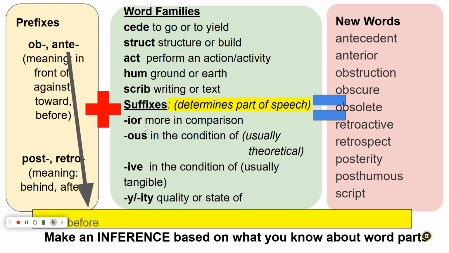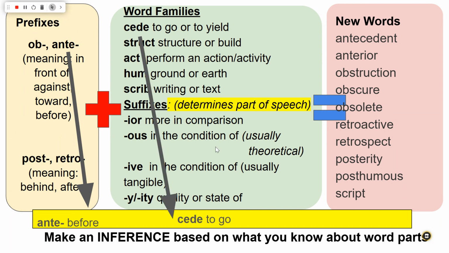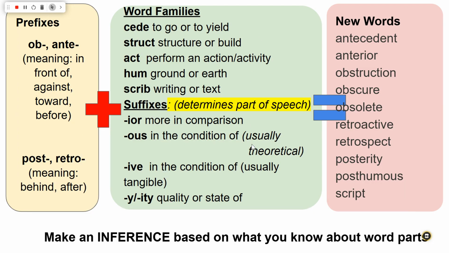So we have ante, which means before. Ante means before. Seed means to go. And dent or ent means the result of. So whatever definition of antecedent is going to have something to do with before, go, and the result of. When I think result of, I think cause. So I wonder if we're going to have a definition that has some sort of connection to cause and effect.